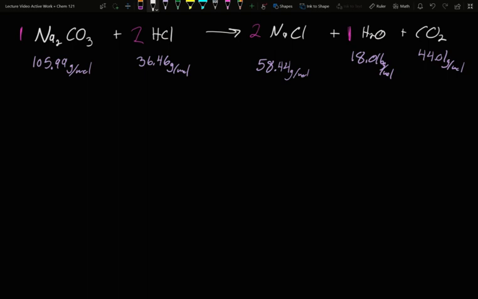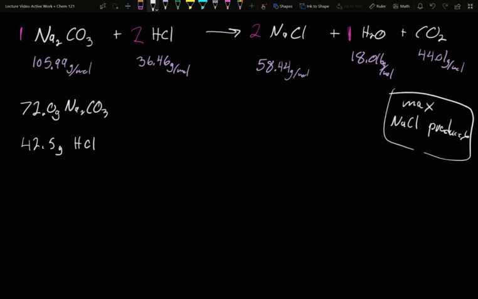In this case, we're going to throw some reagents together. So we're going to toss 72.0 grams of our sodium carbonate and 42.5 grams of HCl together. Our goal is we want to find what is the maximum NaCl produced. That is our goal. So go ahead and pause, look at this problem, think about it, sort out how to do it, and give it a shot. Based on this amount of these starting materials, what is the maximum sodium chloride that would be produced?